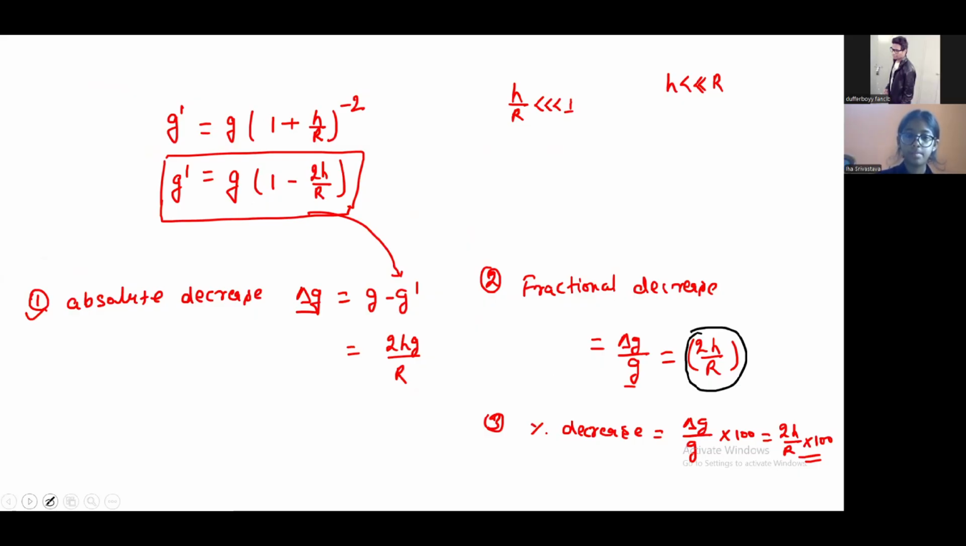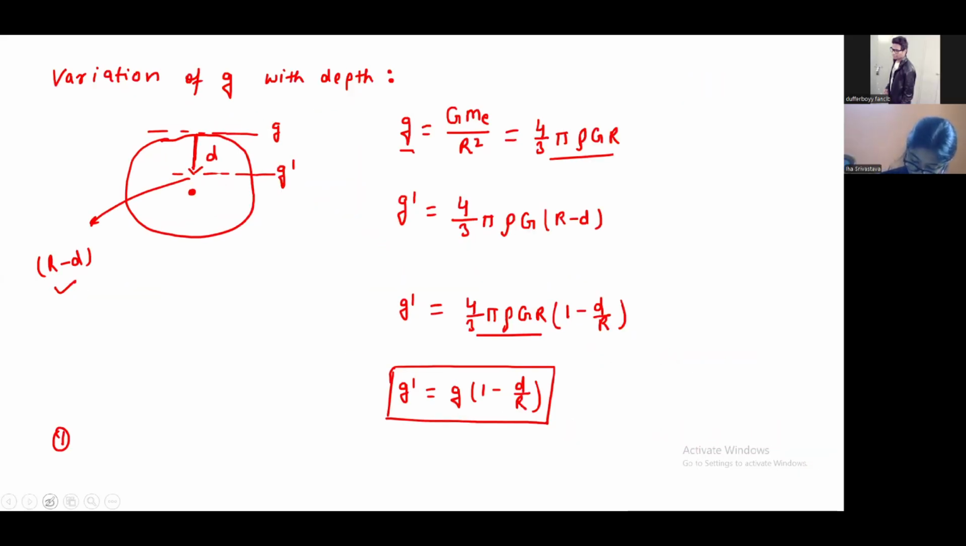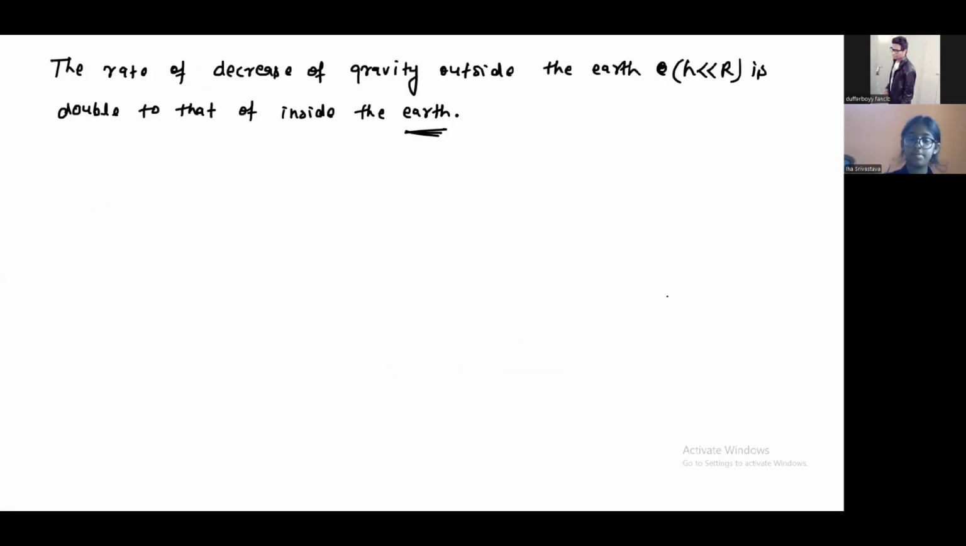Have you already written the previous slide or not? Okay, so the next point is the variation of g due to the rotation of earth.